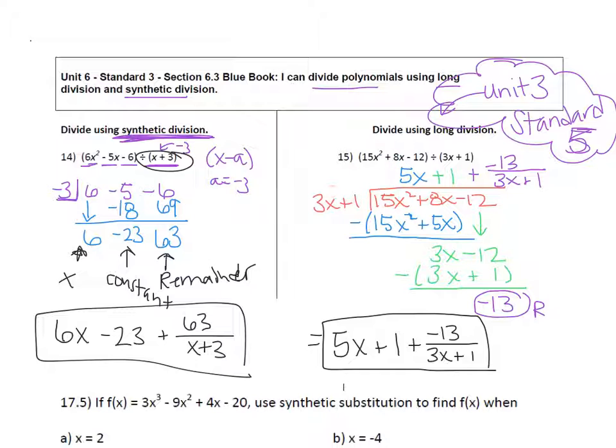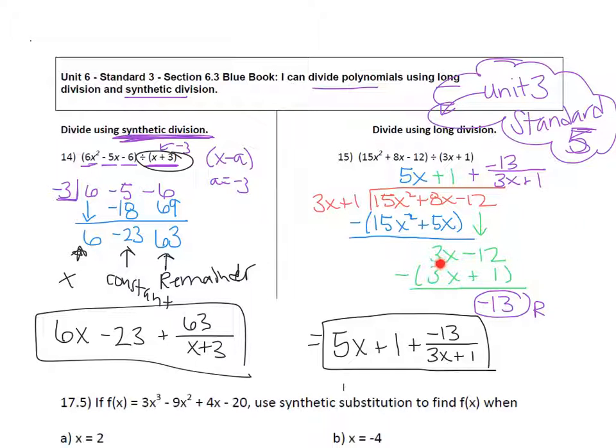We get 15x squared, 5x times 1 is 5x. Then we take that quantity and we subtract the entire thing. 15x squared minus 15x squared is 0. They cancel. 8x minus 5x gives us 3x right here. Then we drop down our next term, minus 12, and we start the process over again.